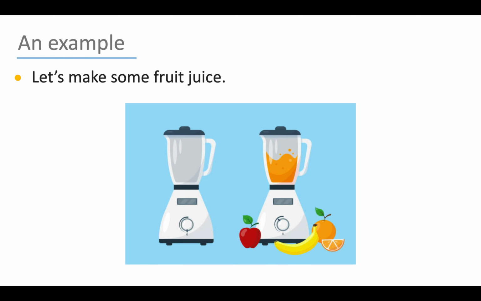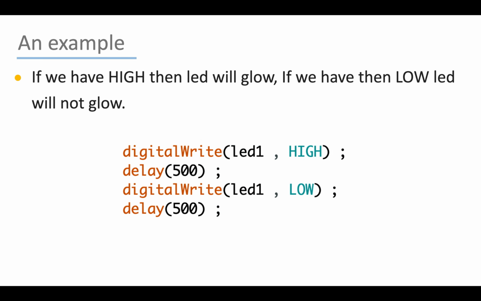We have the attributes of functions. You can give any attribute to a function as an input, and based on that, you will get some output. Like here in digitalWrite, if I have LED1 and HIGH attribute, then the LED will glow. If I have LED1 with the LOW attribute, the LED will not glow. So we have the same function digitalWrite, but it's doing different tasks. In the first, it's making the LED glow, and in the second one, it's making the LED turn off.